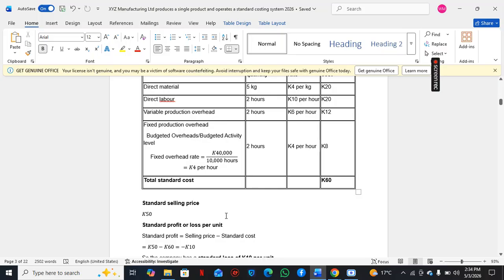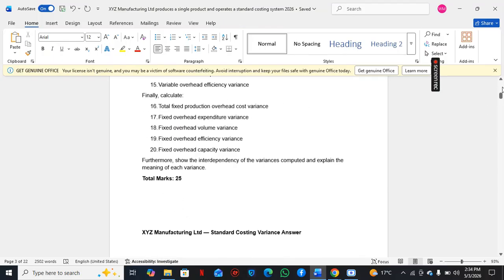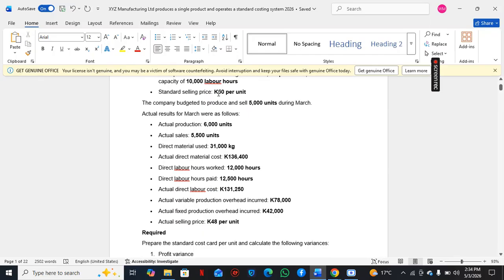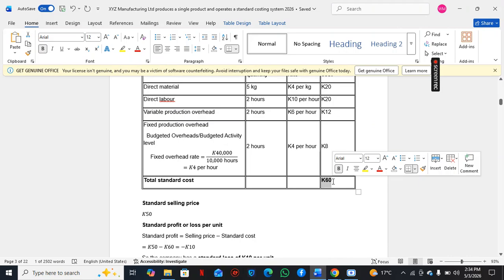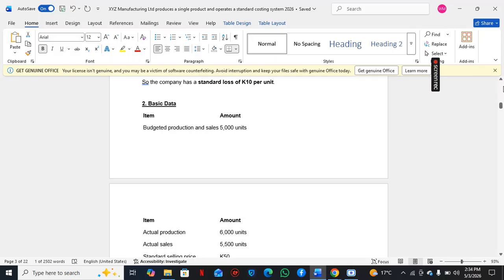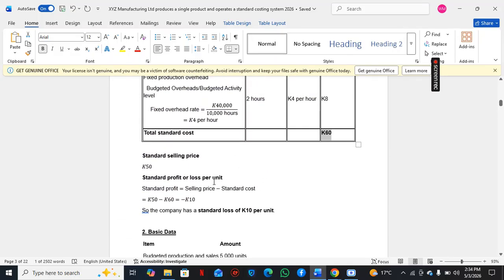Now, you can also find the standard profit or loss for each unit, colleagues. Remember, profit is selling price minus cost price. They told us in the information here that our standard selling price is 50 kwacha per unit. We found that our standard cost is 60 kwacha per unit. So our standard profit per unit, selling price minus cost price, 50 minus 60, you get negative 10.